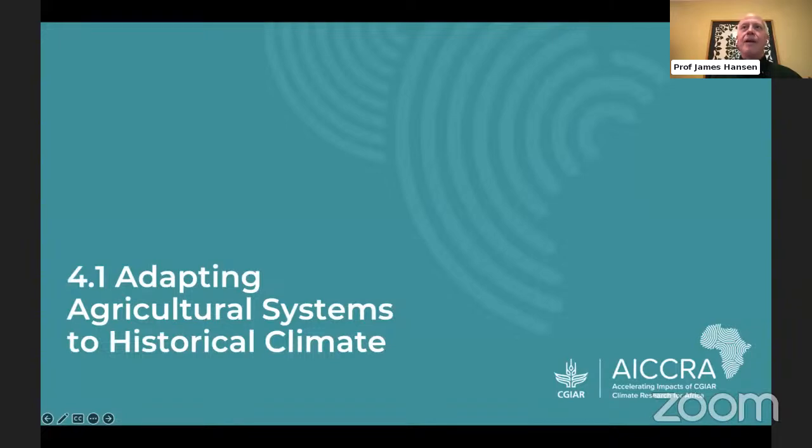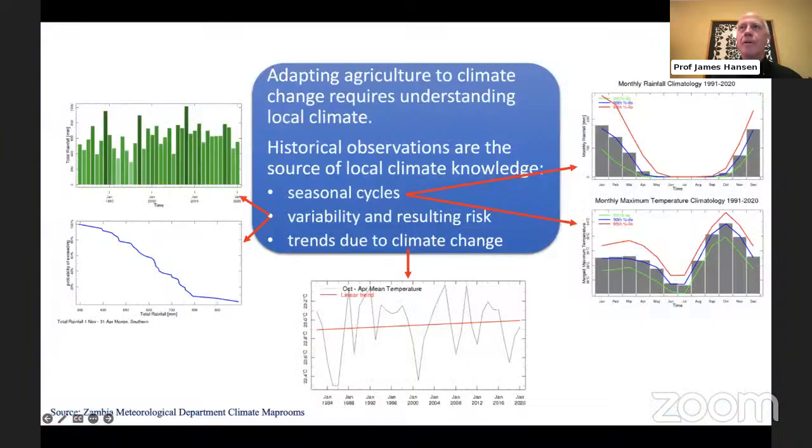So we'll talk first about historical climate information and how it can be used to better adapt agricultural systems to the historical climate. Adapting agriculture to climate change requires understanding the local climate. We cannot adapt to what we do not understand. Historical observations, records that are collected typically by meteorological stations on the ground, and then recorded and analyzed, are the primary source of knowledge about local climate in any given location.